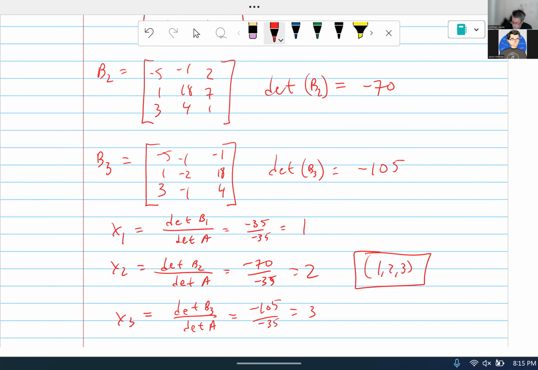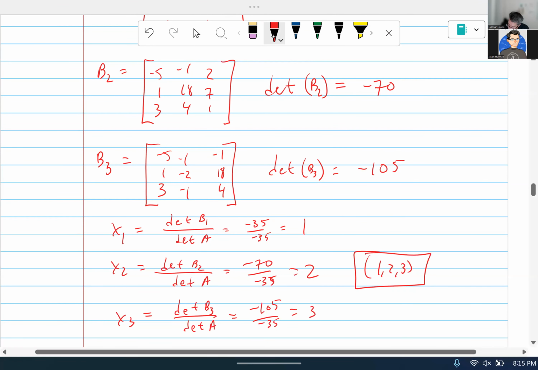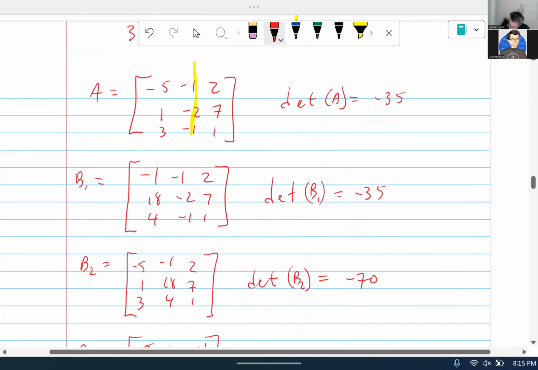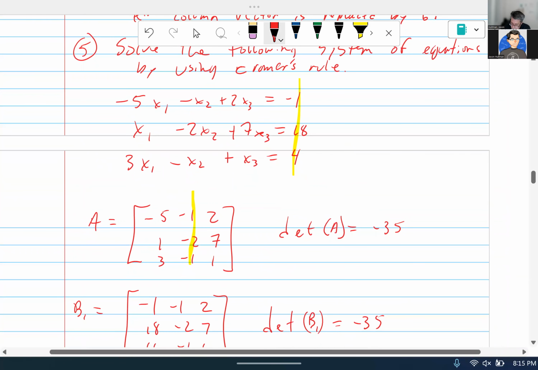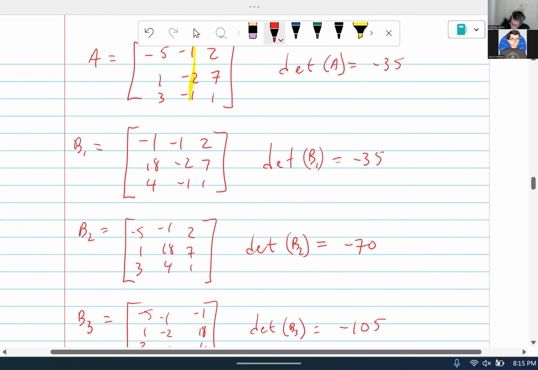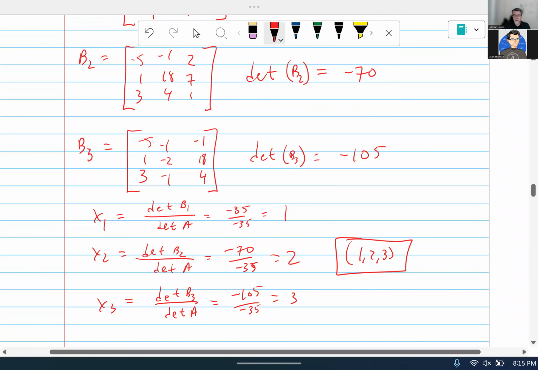If you really wanted to, go back to the original system and plug in the values 1, 2, and 3 for x1, x2, and x3, and you would see that it is a unique solution to the system of equations. Let me scroll down for those who didn't finish copying that.